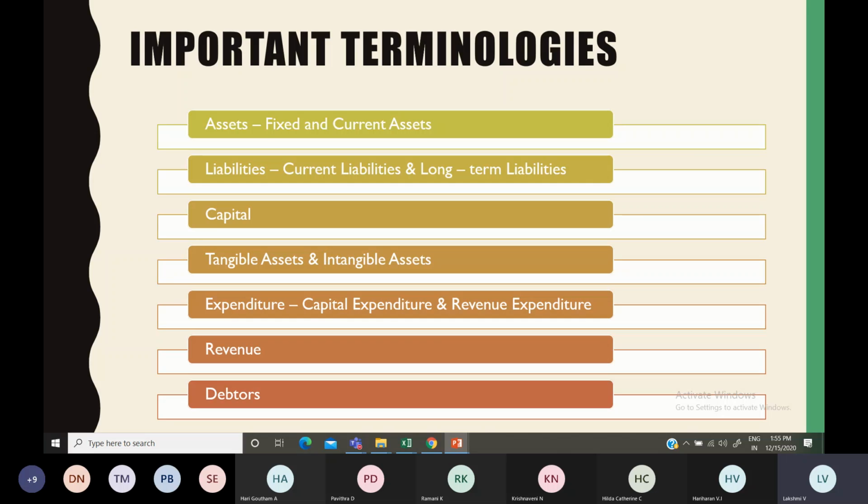So revenue expenditures are those expenditures which are recurring in nature. Every now and then, repeated again and again. But capital expenditure is not repeated again and again. Every now and then we do not incur that. But revenue expenditure is recurring. Every now and then we have to incur.